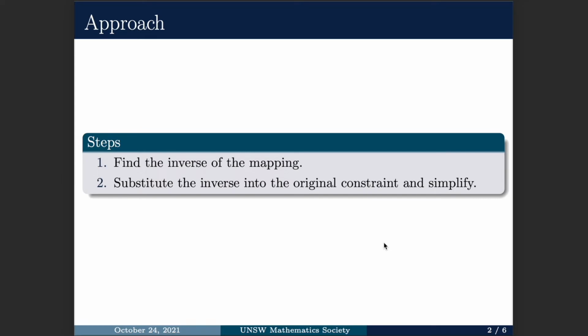So the two steps that are needed to find the image of a region or curve under a mapping is to first find the inverse of the mapping and then substitute that inverse expression into the original constraint and then simplify. So let's have a look at some examples.